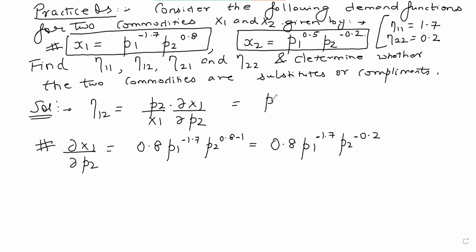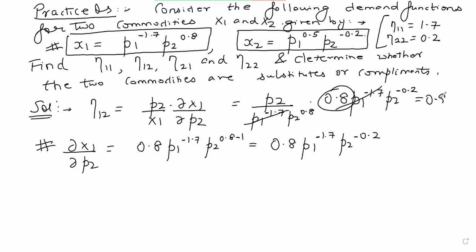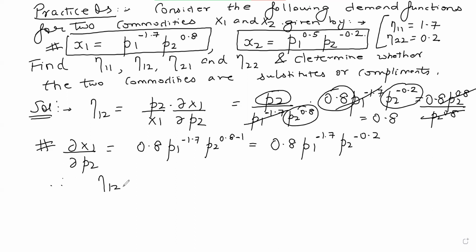So this is going to be P2 over x1, which is P1 to the power negative 1.7, P2 to the power 0.8, times del x1 by del P2, which is 0.8, P1 to the power negative 1.7, P2 to the power negative 0.2. Now this and this cancel out. I get 0.8, P2 to the power 0.8 over P2 to the power 0.8, which is my denominator. Things get cancelled out. Answer is 0.8. That means eta 12 is 0.8.